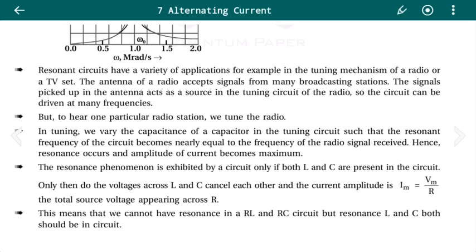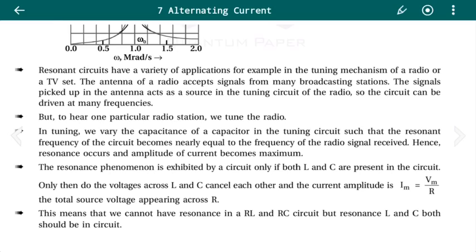So, for tuning the particular station, the current should be maximum, and the current becomes maximum when the antenna's frequency and the frequency of the channel are matching. If it is the same, then the current will be maximum. If the current is maximum, then the resonance condition is satisfied and the voice quality will be better.